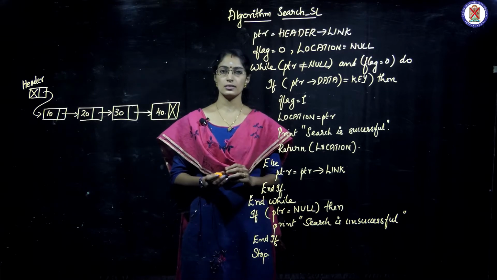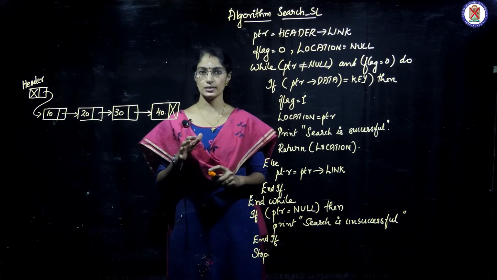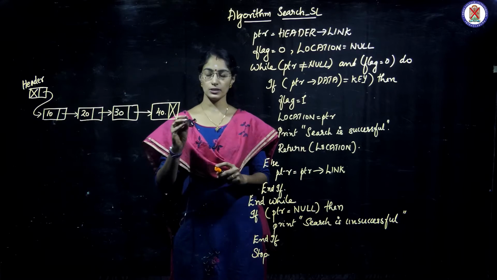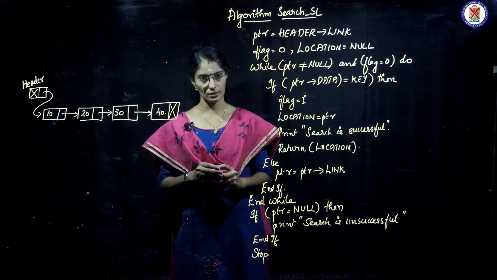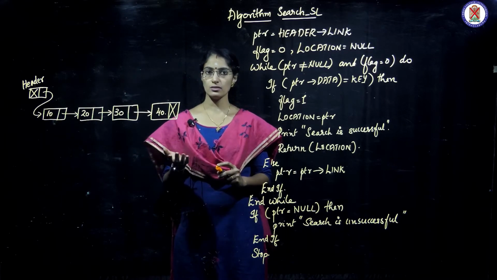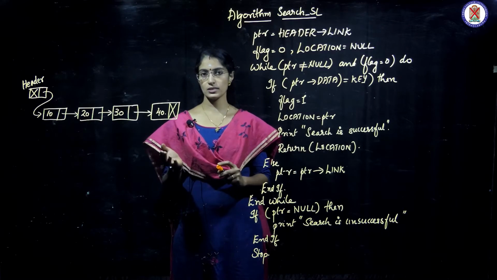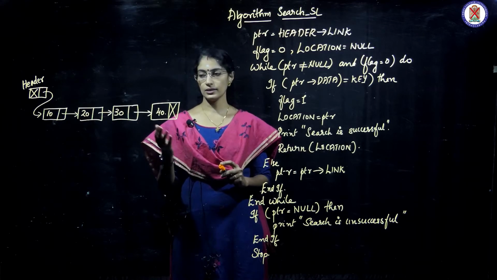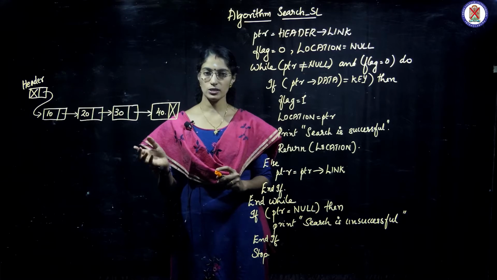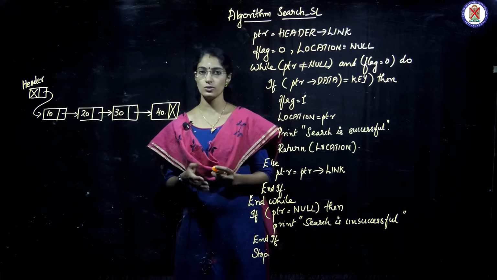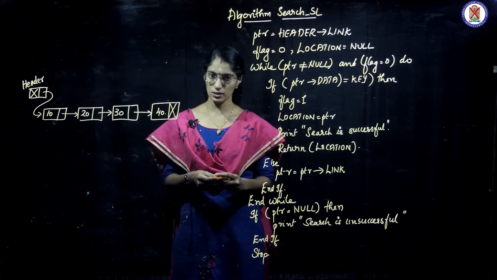So what is searching? You have already an existing linked list and you are searching in that linked list for a particular data. The data may exist or may not exist. So if it exists, you get returned the data and its position, and if it does not exist, you get a message the search is unsuccessful.